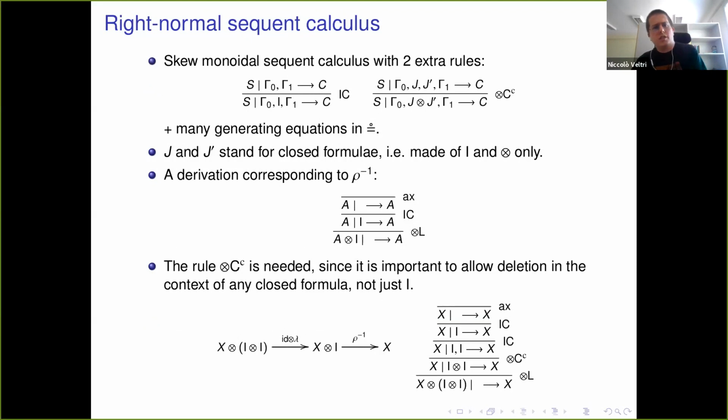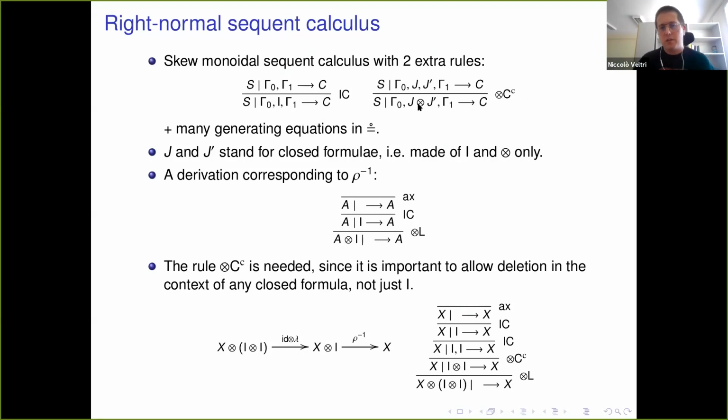More interesting is the situation of right normal skew monoidal categories. Well, remember, right normal means the rho is invertible. So in here, the sequent calculus will have 2 extra rules. So one is a new left unit rule for removing the unit in the context. So now you're allowed to remove units. In this calculus, you're allowed to remove units everywhere in the antecedent, so not only in the STUP.